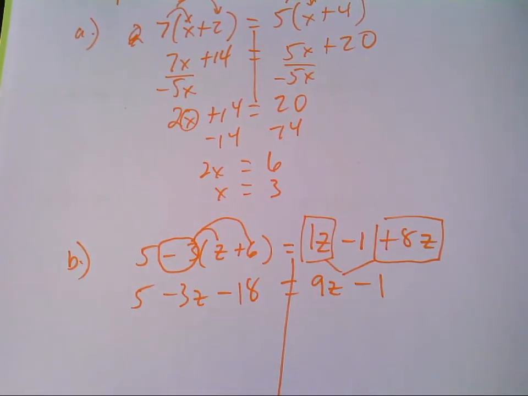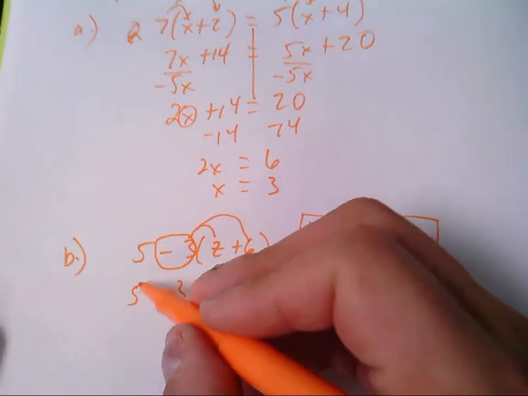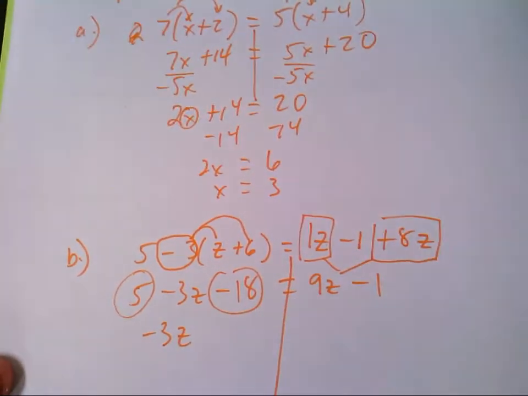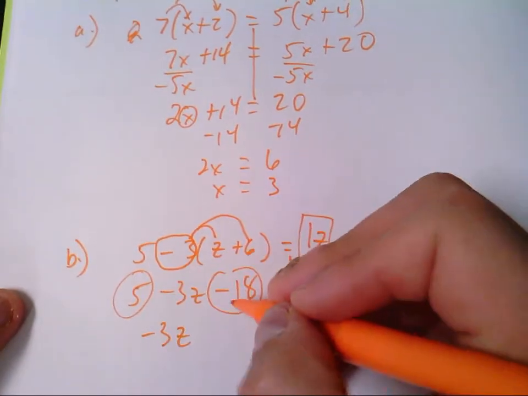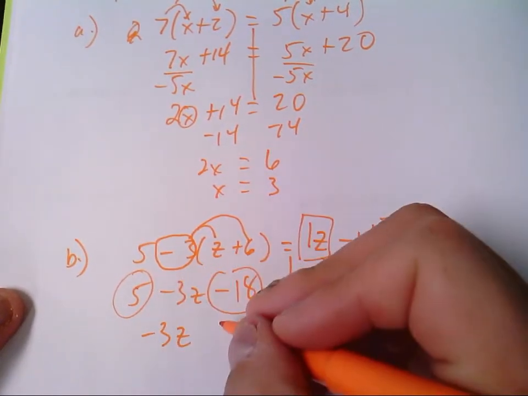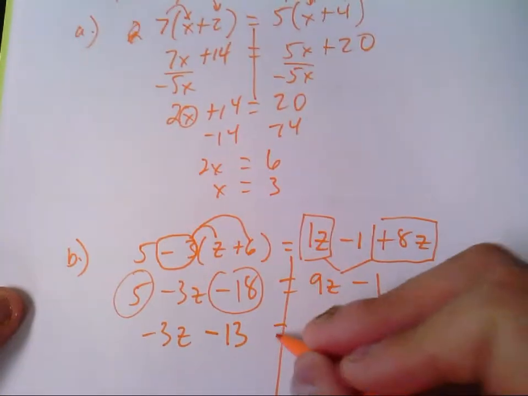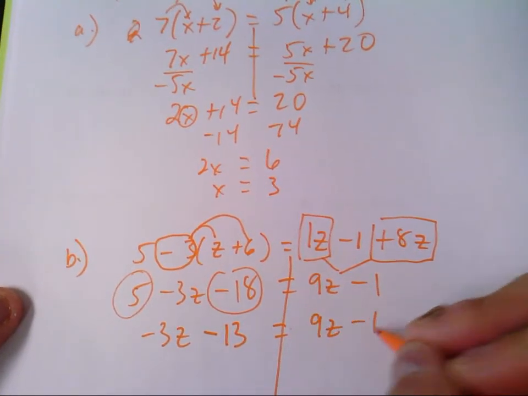Okay. Right side is simplified. Left side, I still got some more work to do. So I can actually put the 5 together with the minus 18. So I get negative 3z, 5 minus 18. If I have $5, but I need to pay 18, I don't have enough money, I need to borrow 13. And then I get 9z minus 1.